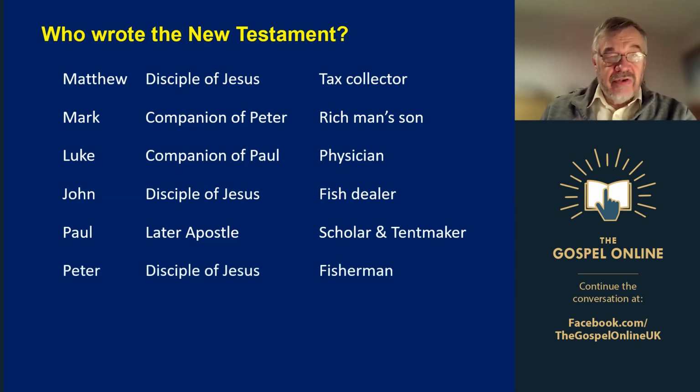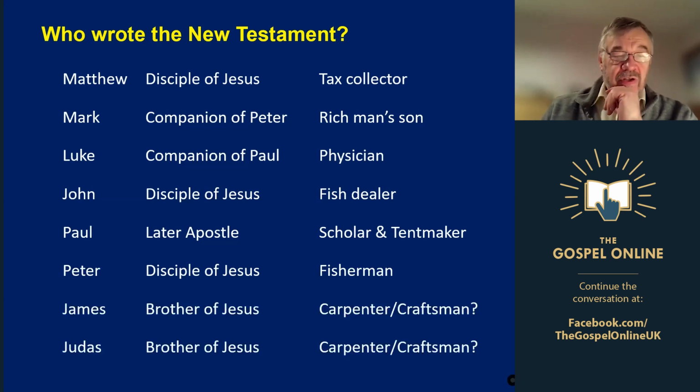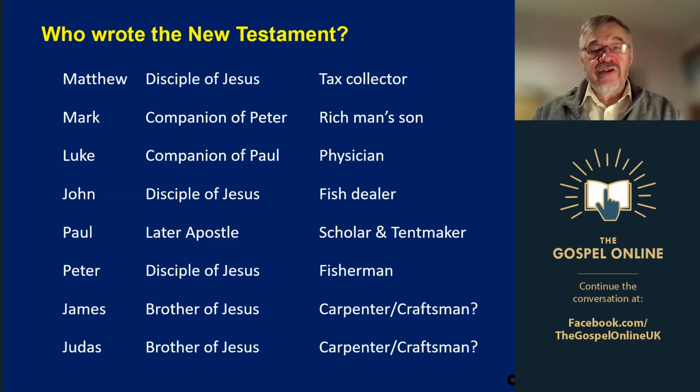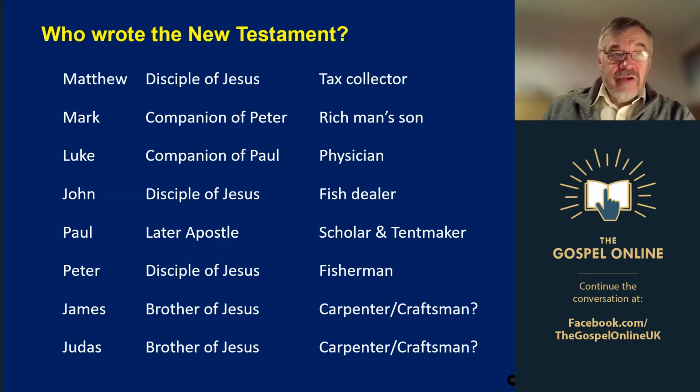We've got Peter, who was a fisherman. We've got James and Judas. Judas wrote the book of Jude. They're brothers of Jesus. They're supposed to be craftsmen or carpenters. That's what the family did. And they become apostles later on.